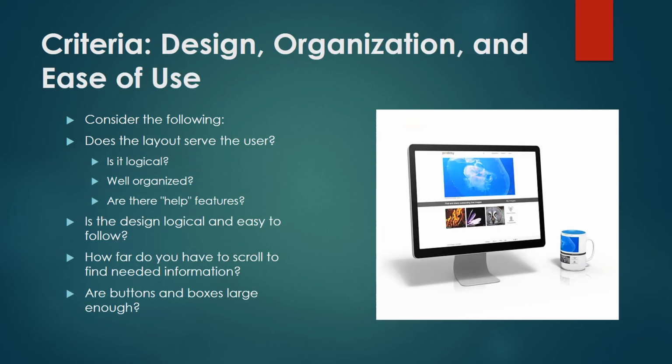The next criterion is design, organization, and ease of use. This helps you determine the usability of a page. Considerations include, does the layout serve the user? Is it logical? Is it well organized? Are there help features? Is the design logical and easy to follow? How far do you have to scroll to find needed information? And are buttons and boxes large enough?